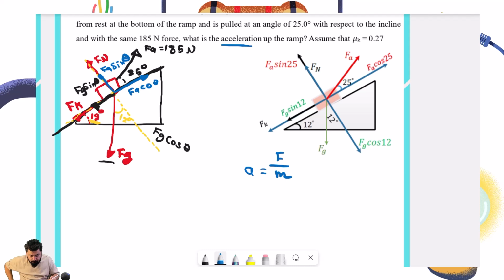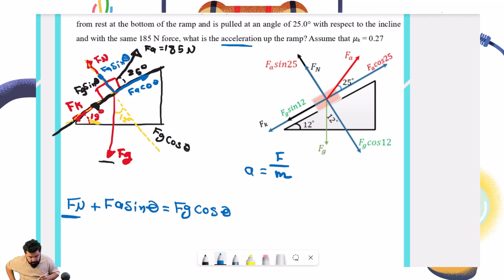Now, what do we have on the y-axis? We have Fn plus Fa sine theta, which is equal to Fg cosine theta.